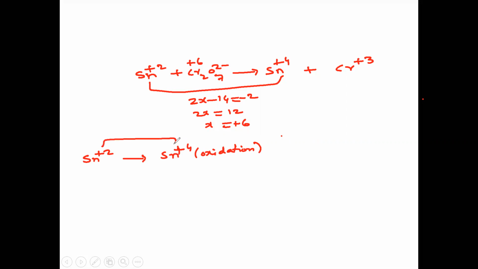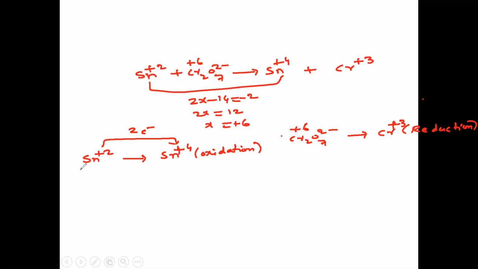Because +2 changes to +4, the difference is 2 electrons. And here Cr2O7 2- changes to Cr +3. This is nothing but a decrease in oxidation number, because it is +6 changing to +3. So this is a decrease in oxidation number. It is called reduction.